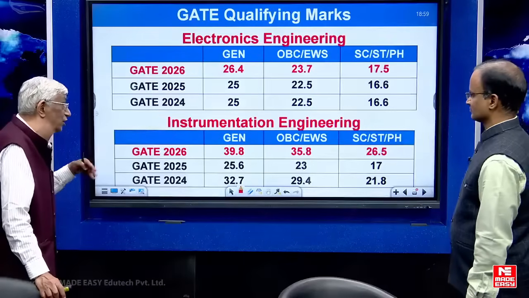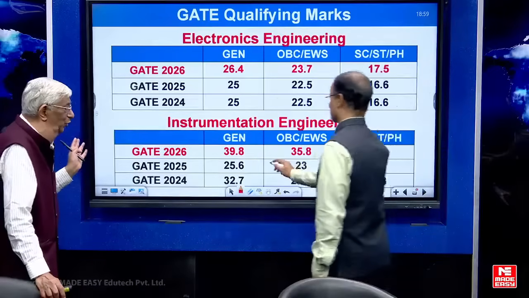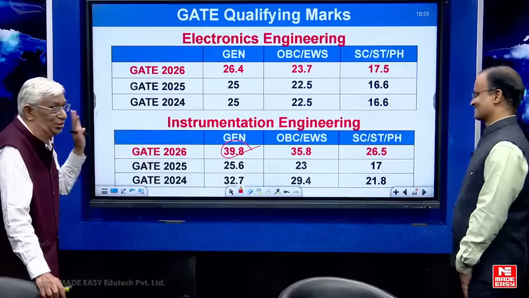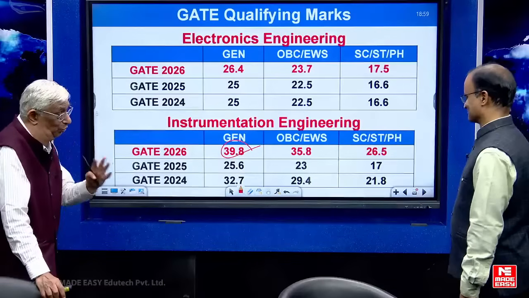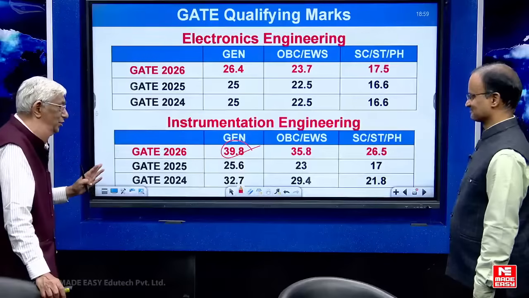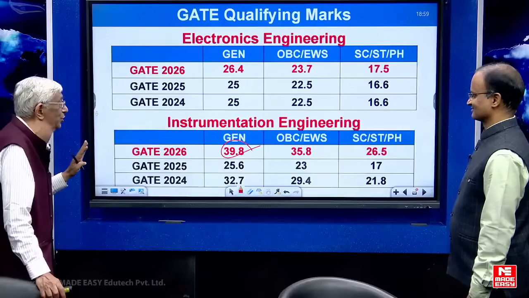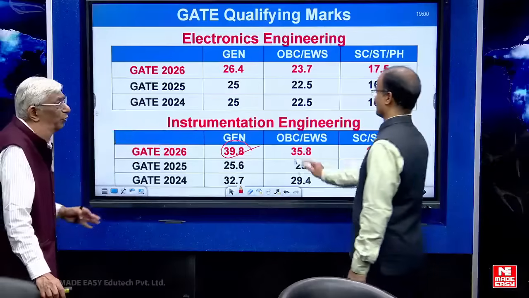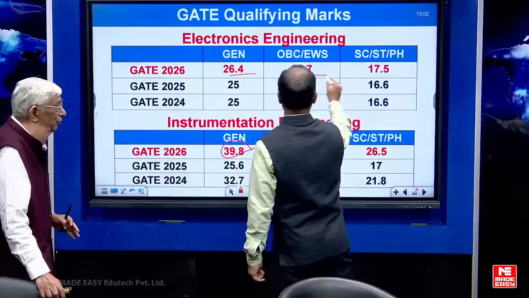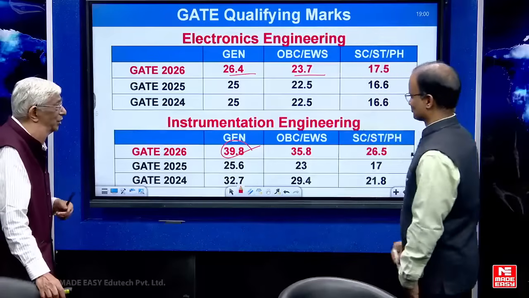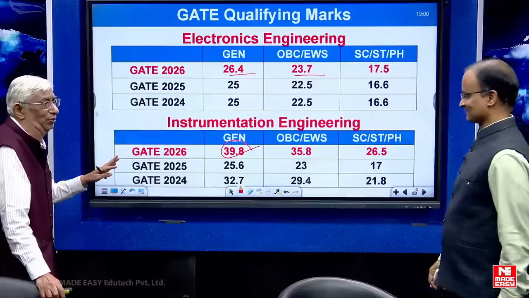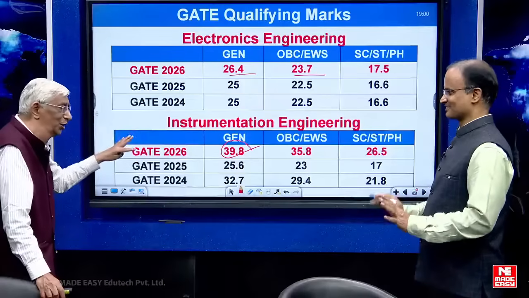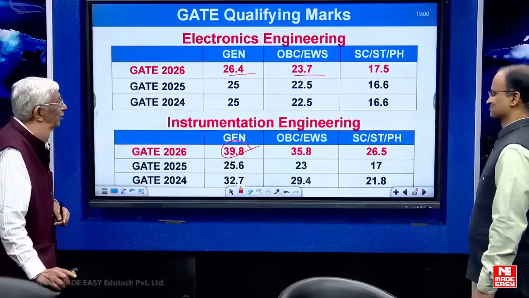Instrumentation cutoff has drastically increased this year, it is very high. 39.8, which means it was much easier than last year's GATE. And I'm sure candidates who appeared last year as well as this year will bear testimony to this. The electronics exam looks to be slightly more difficult, and there is a slight increase compared to last year. 25 is always the minimum. Even if the paper is very difficult, the minimum benchmark is always 25.